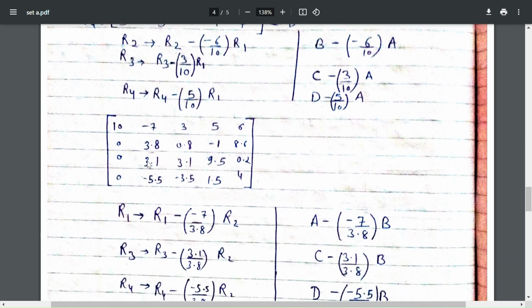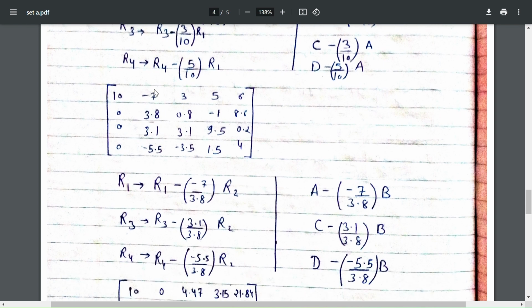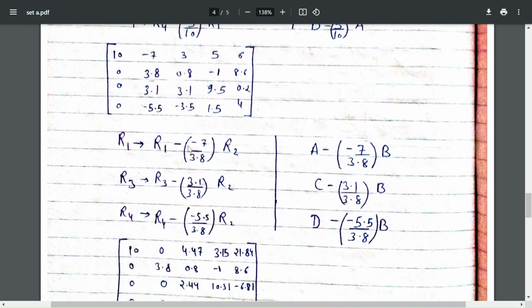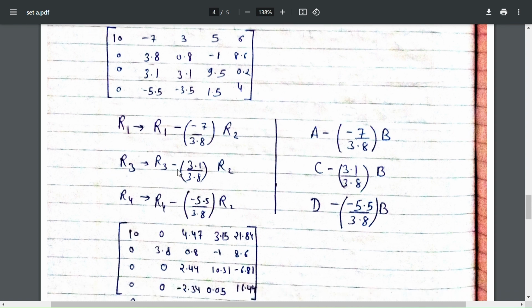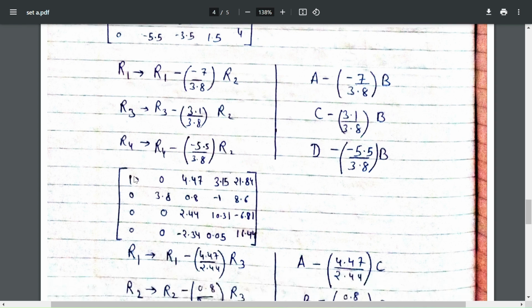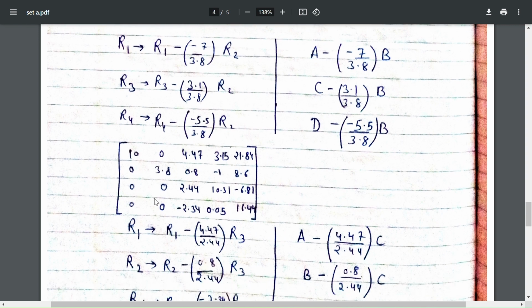Now we have to convert 3.1 and minus 5.5 and minus 7 as 0 by the help of this diagonal element 3.8. So we will perform row operation on R1, R3 and R4, which are R1 minus under bracket 7 by 3.8 R2. Then for R3, R3 minus 3.1 divided by 3.8 R2. For R4, R4 minus under bracket minus 5.5 divided by 3.8 into R2. On solving this operation, we get our new matrix this.